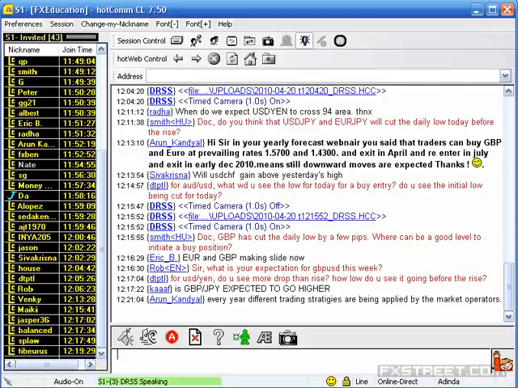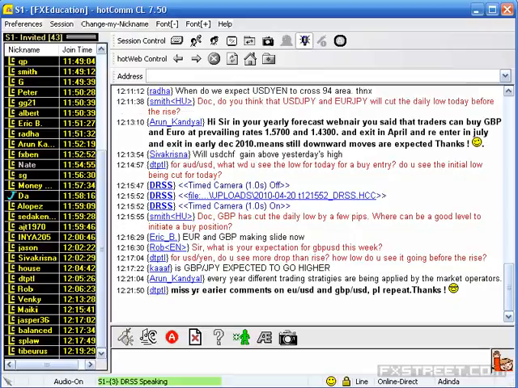Will USD CHF gain above yesterday's high? Yeah, USD CHF has gained the level to 1.08 and come down to 1.06 level, and it might make a brief downward swap and again gain the level. So it can come up to 1.07 area.